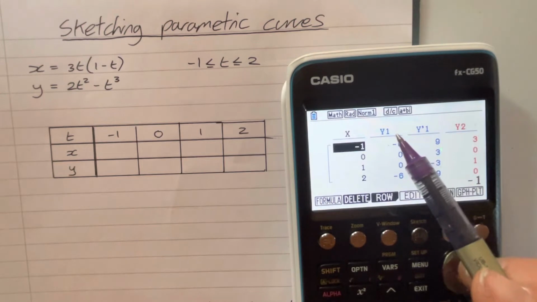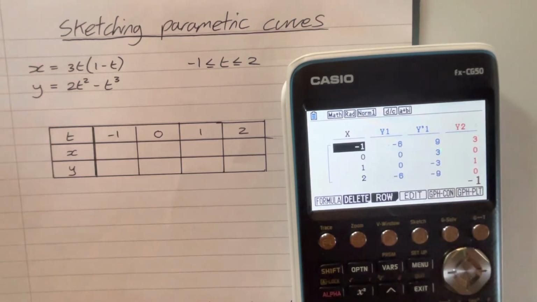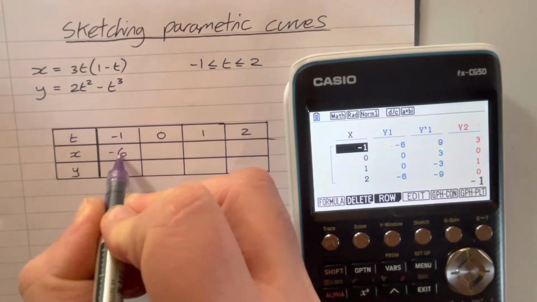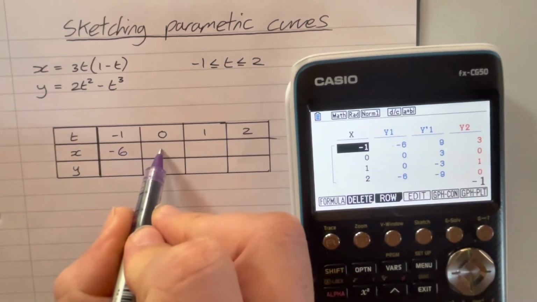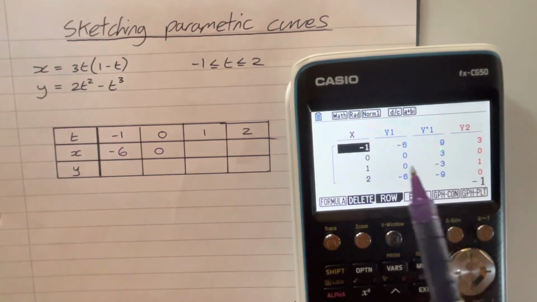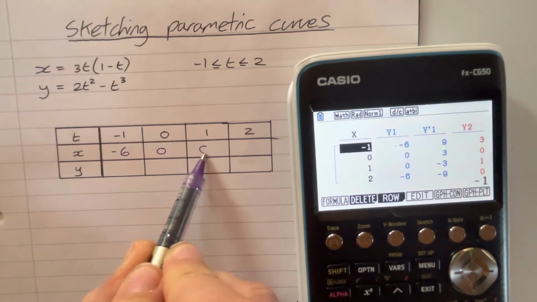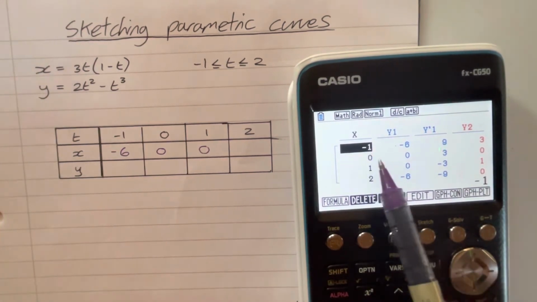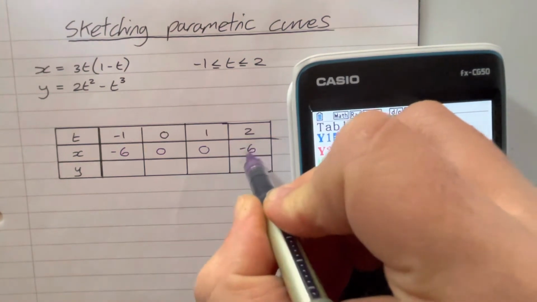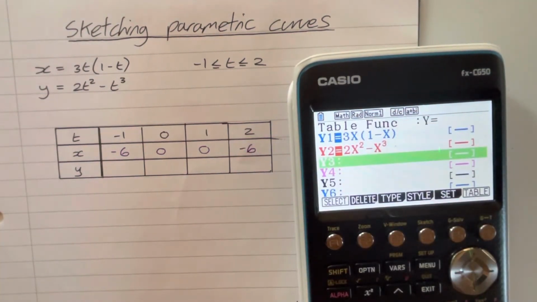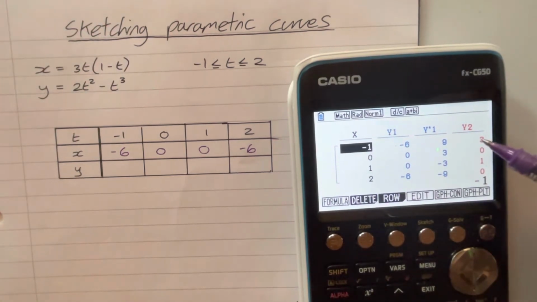So we can see that when t is -1, x is -6. When t is 0, x is 0, which, well, we knew that. Also, when t is 1, x is 0. We knew that because those were the 2 roots. And when t was 2, x is -6. Again, we knew that as well because of the symmetry of the curve. And the y values are over here in this column, y2.